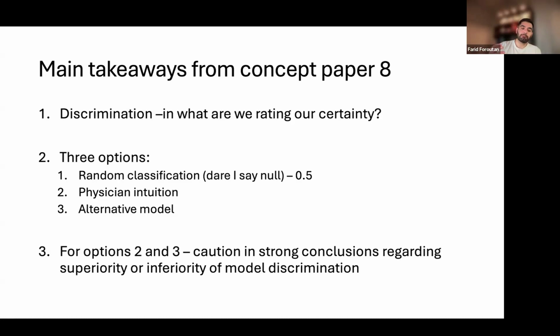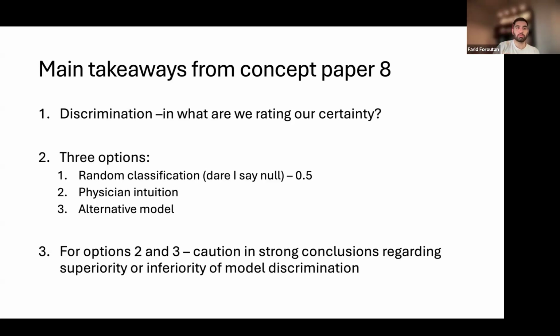And these two concept papers are the precursors to official GRADE guidance that is going to come out on how we rate our certainty on discrimination and calibration. But before we talk about the domains of risk of bias, inconsistency, imprecision, indirectness, and publication bias, we always need to figure out what our target of certainty rating is, in relation to all other types of GRADE assessments that we do.